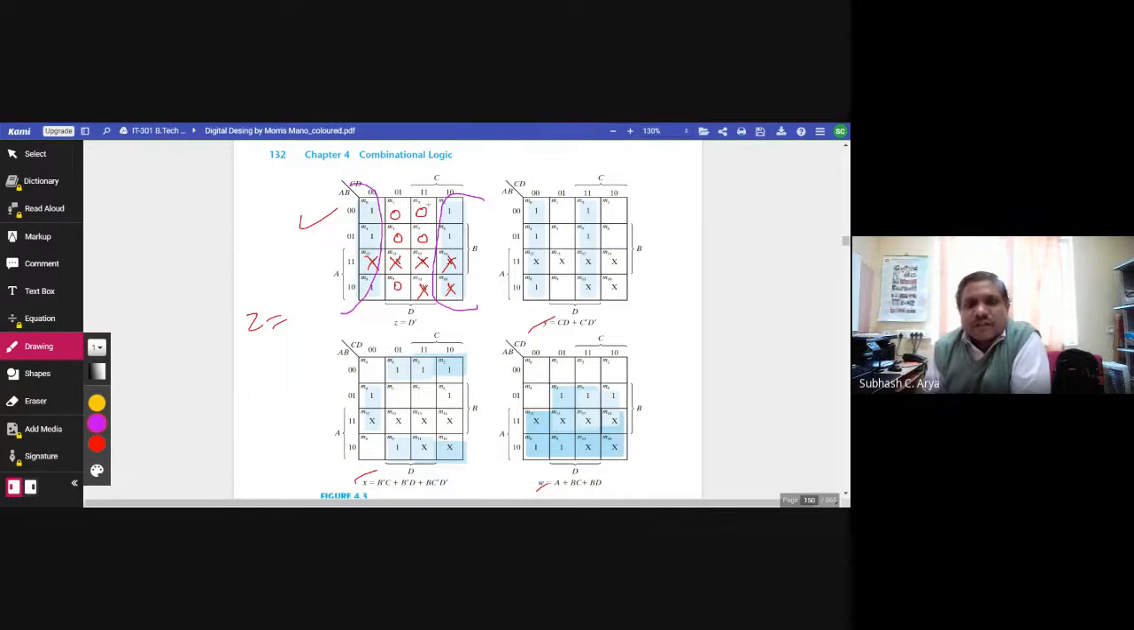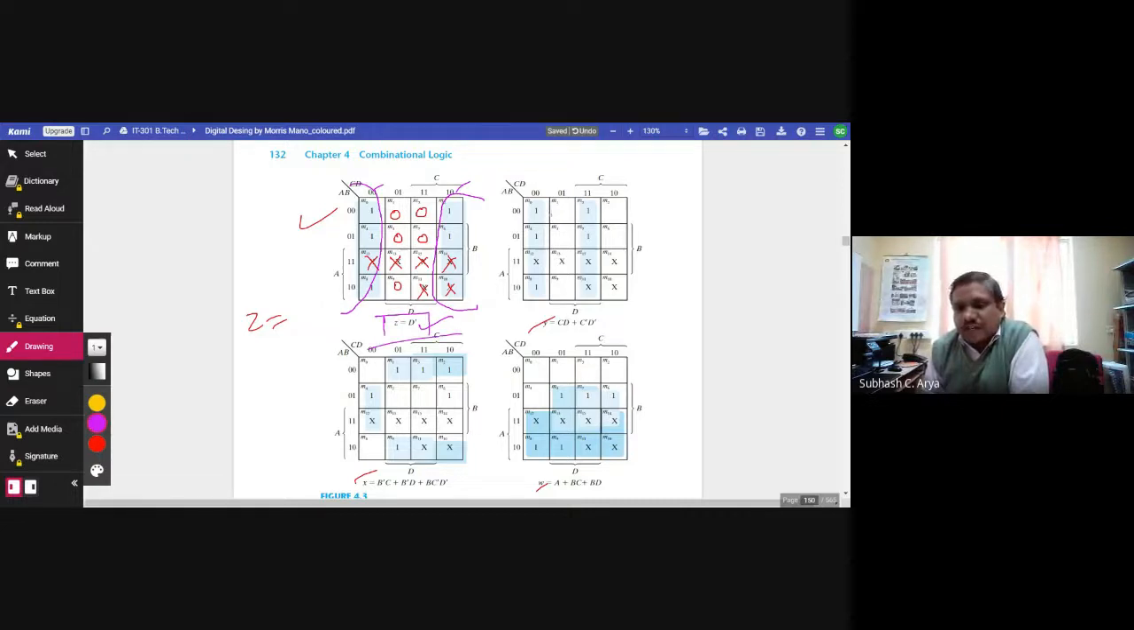From this you can see D bar is common. So that is why the output is D bar. In the last one, D bar, D bar. For C, here this is C bar, this is C, so it is not common. And here all are cancelling. So the solution is this one as far as Z is concerned.